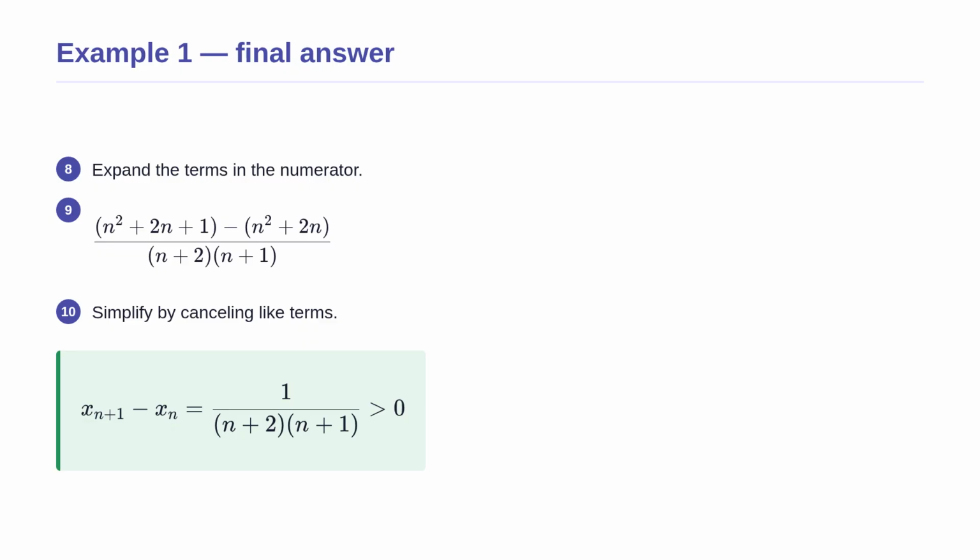Since n represents the position in the sequence, it is always a positive whole number. Therefore, the entire fraction is strictly greater than 0. Because the difference is always positive, we have successfully proven that the sequence is strictly increasing.